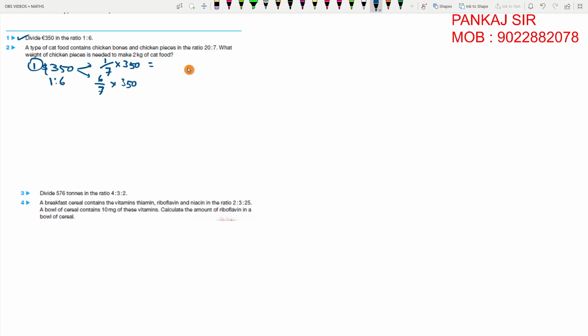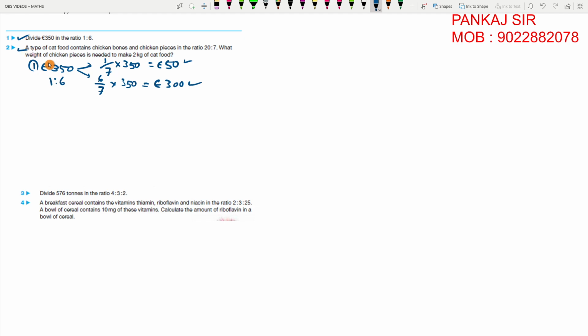If you work out 350 upon 7, it's not dollars, it is euros. I'm sorry for that, let me do that correction. It's not dollars but it is euros, 350 euros. So 350 divided by 7 works out to 50 euros. And 350 into 6 divided by 7 works out to 300 euros. So these are the answers for the first question.